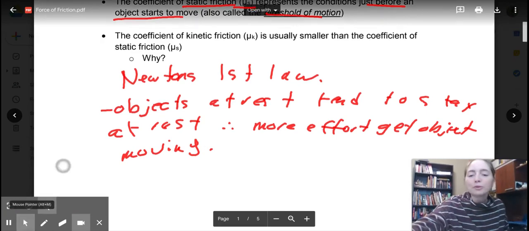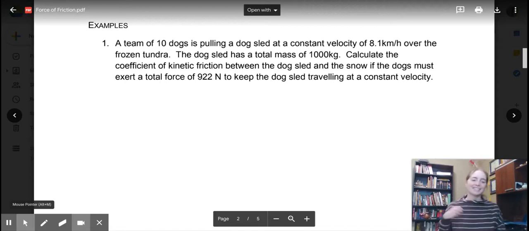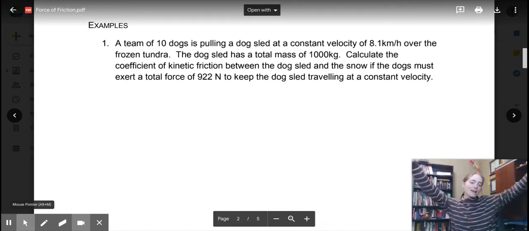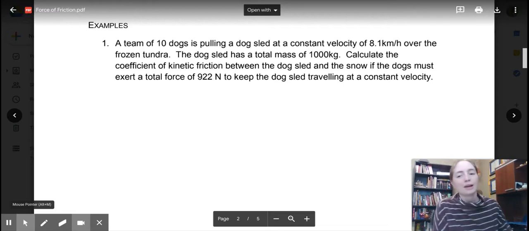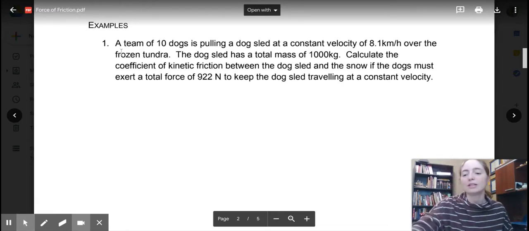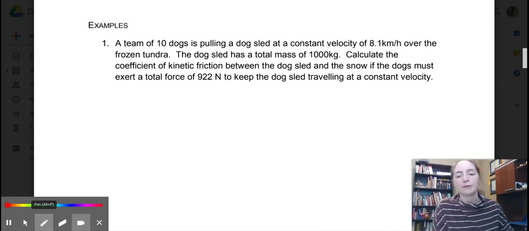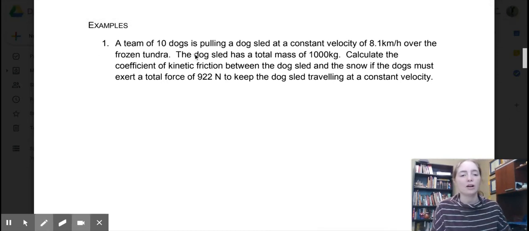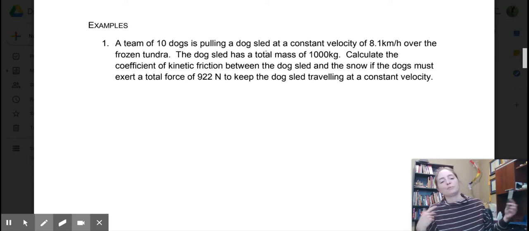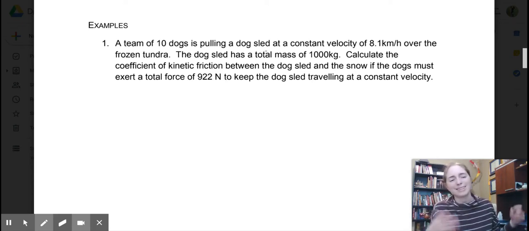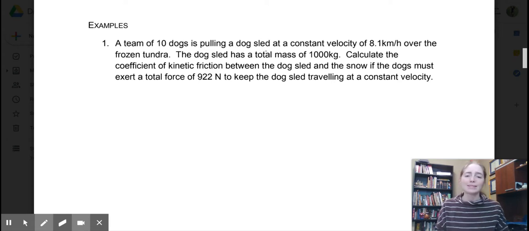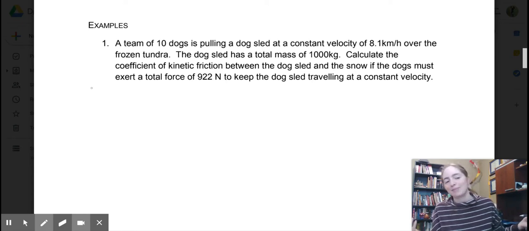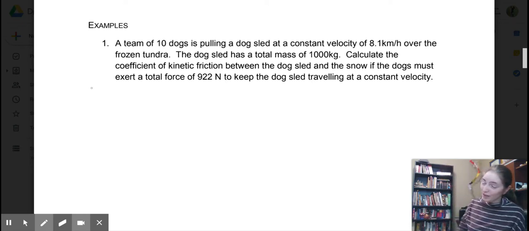All right, so we're going to scroll down, and are you guys excited? We are going to start some math. Woo-hoo! Okay, so we have, let's select our pen here. A team of 10 sled dogs is pulling a dog sled at a constant velocity of 8.1 kilometers an hour over the frozen tundra. Now let's take this moment to talk about the term distractor. We had a ton of info in here that is not going to help us here. And that does include things like 10 dogs. Do we really care that there's 10 dogs pulling this sled? I mean, dogs are pretty awesome. You know, I've got one. But that's not a relevant number to our calculations.